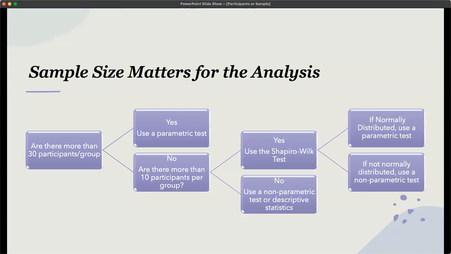However, if you have more than 10 participants and less than 30, you're going to use a Shapiro-Wilk test. The Shapiro-Wilk test will tell you if your sample is normally distributed, if you have that bell curve. If the sample is normally distributed, you're going to use a parametric test. If the sample is not normally distributed, you're going to use a non-parametric test. I will have a subsequent video that will show how to do the Shapiro-Wilk test. This is how you decide which type of test you're using, parametric or non-parametric.